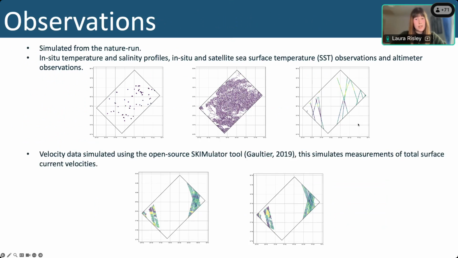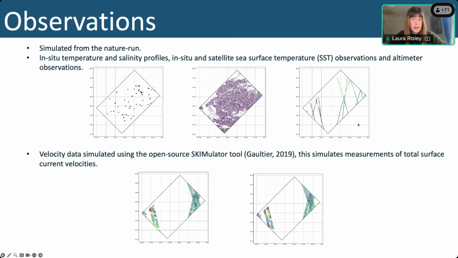So for the observations, we simulated these observations from the nature run by adding Gaussian noise to the nature run values, and we used the times, dates of year, as well as the location of the real observations used in the Met Office FOAM system for 2016, but the values were simulated from the nature run.